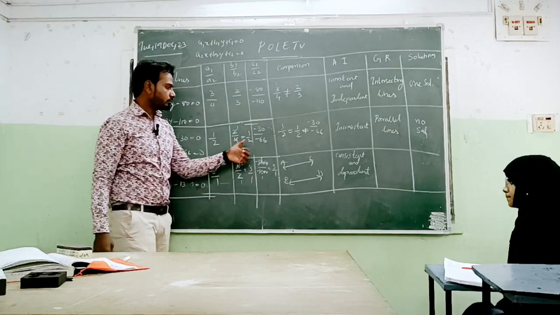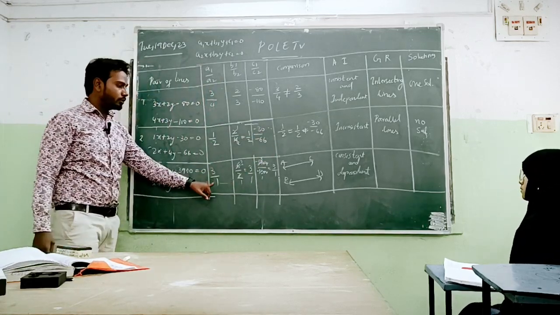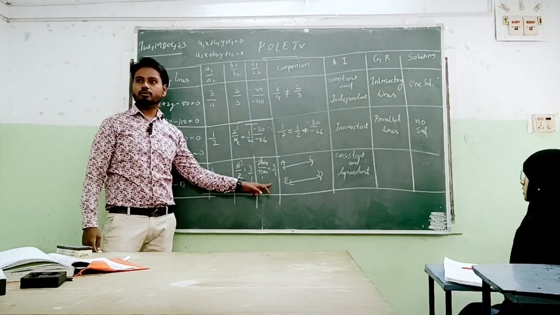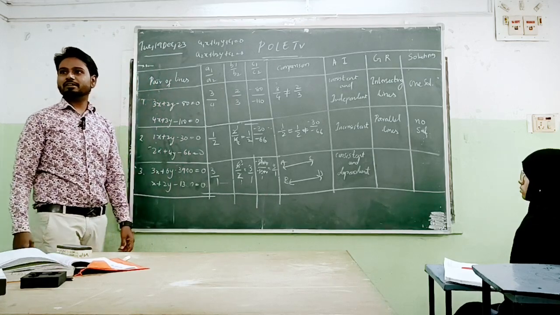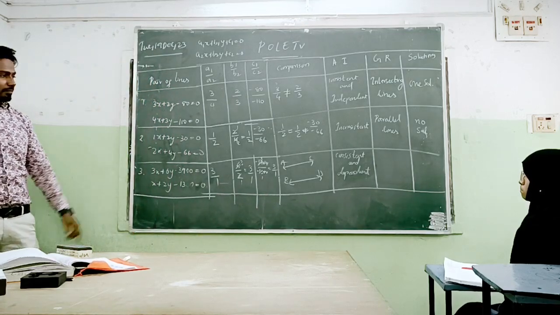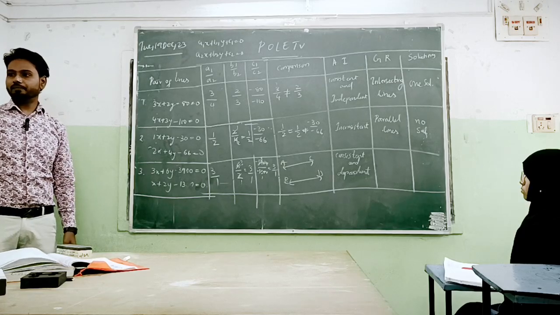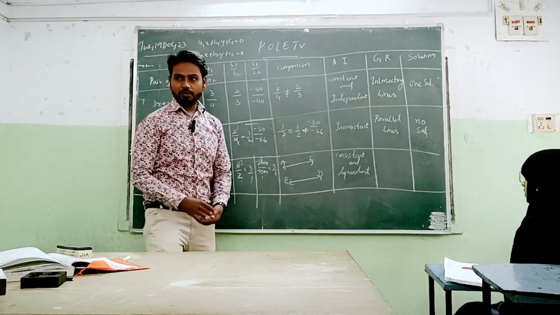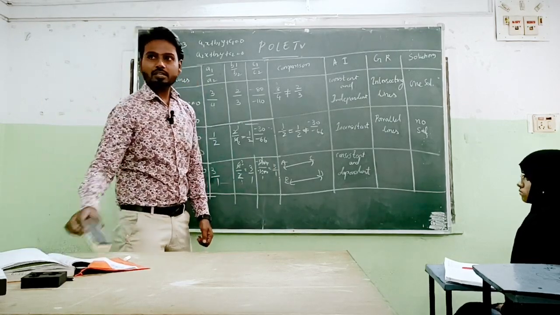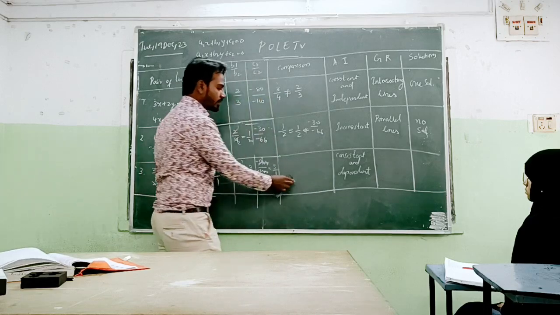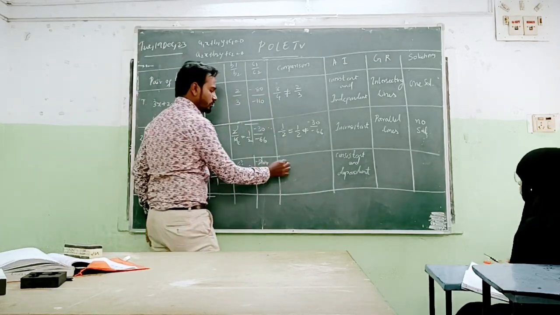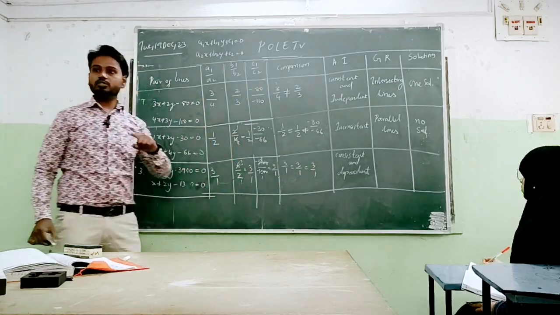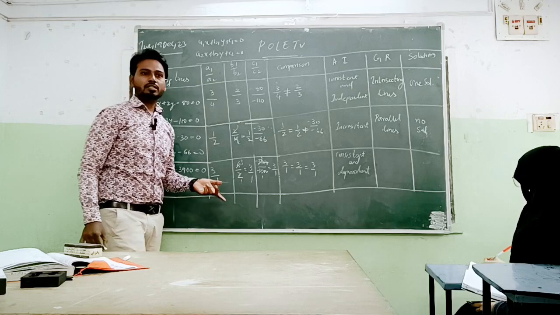So now here what we have? a1 by a2 is equal to b1 by b2, c1 by c2. Minus minus get cancelled. So 3 by 1, 3 by 1, 3 by 1. In this case you are getting what? 3 by 1 is equal to 3 by 1 is equal to 3 by 1. That means a1 by a2 is equal to b1 by b2 is equal to c1 by c2.